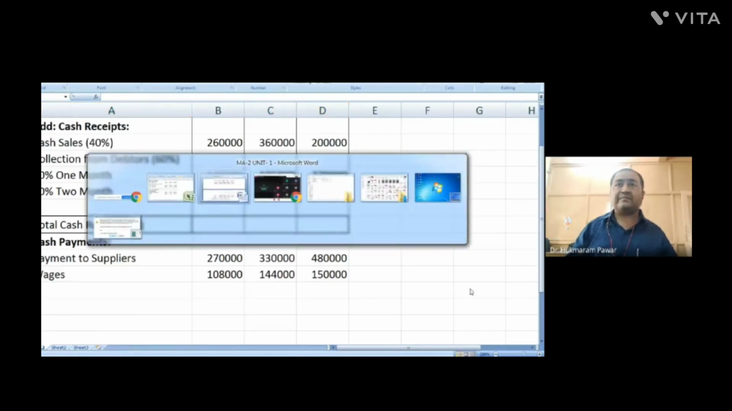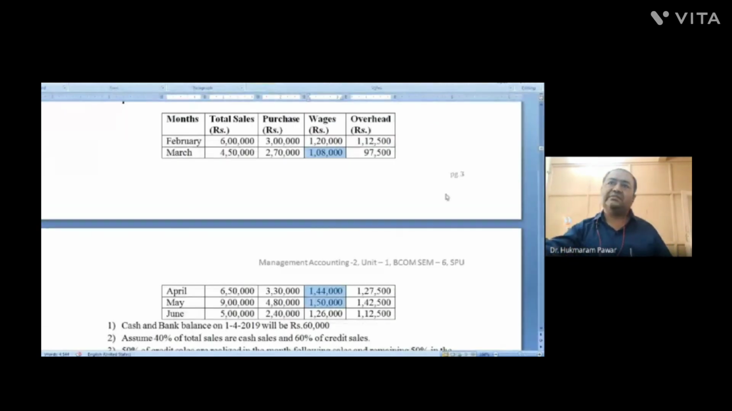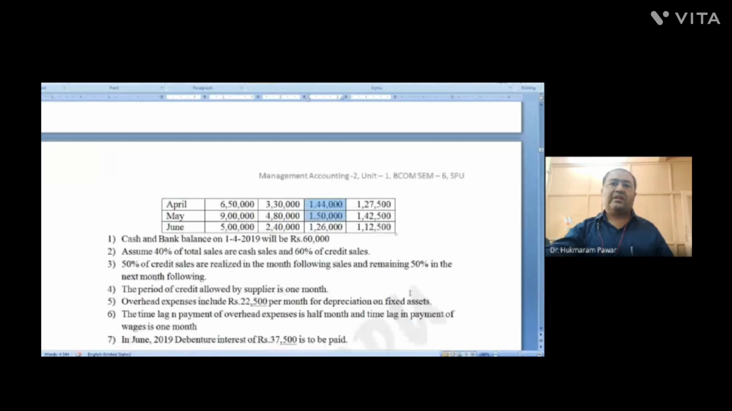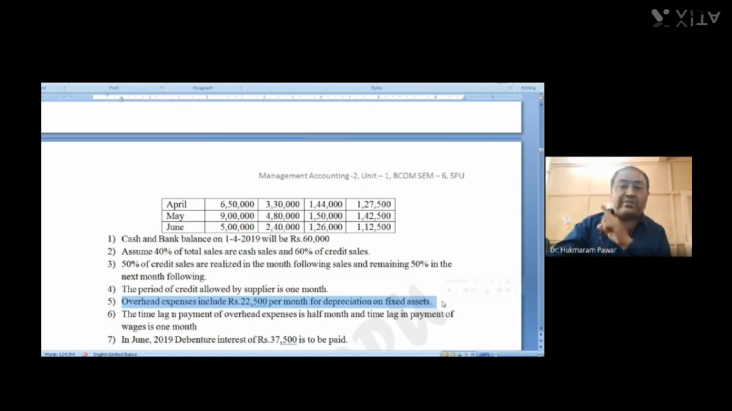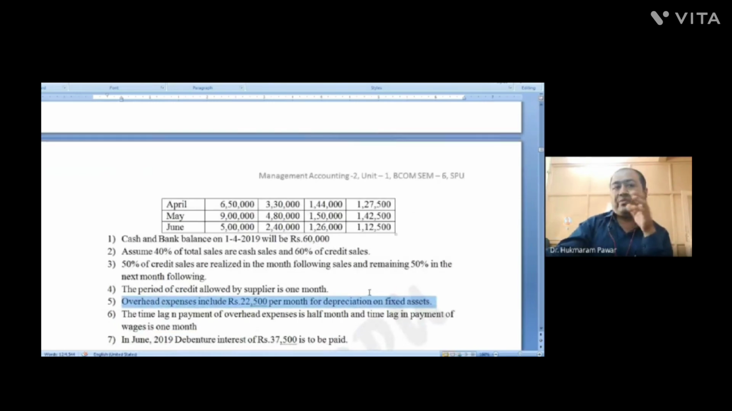Now next is overheads. So what about the overheads? These are the overheads given to you. And one point is given: overhead expenses include 22,500 per month for depreciation of fixed asset. Mind well, depreciation on fixed asset is a non-cash item. Depreciation is never shown in the cash budget. Clear? So the 22,500 depreciation is included in every month's amount, so we need to remove it.